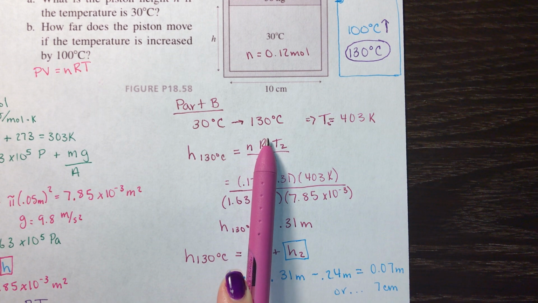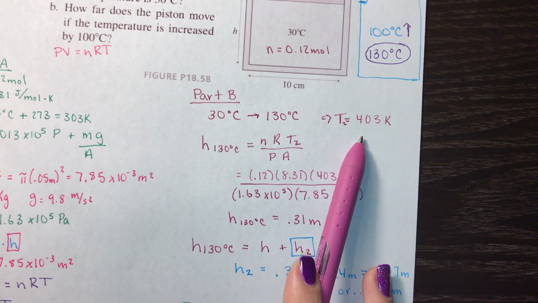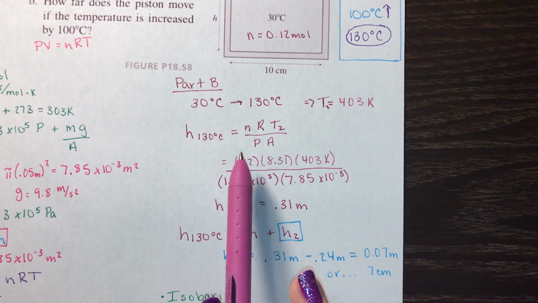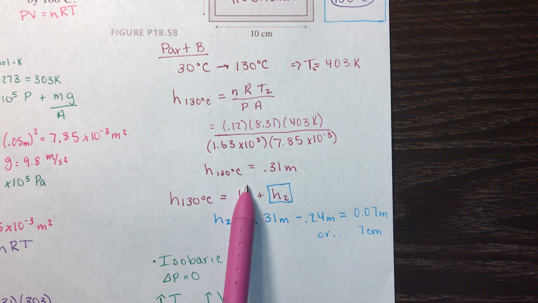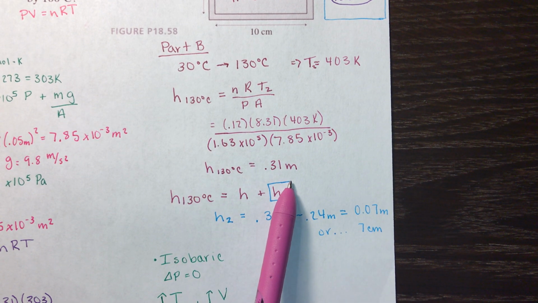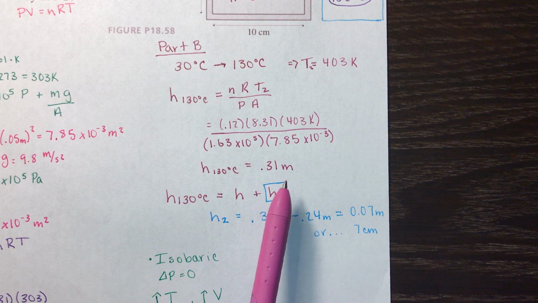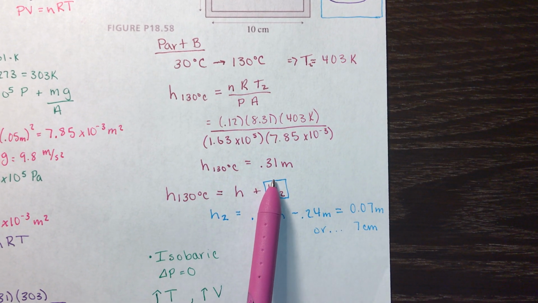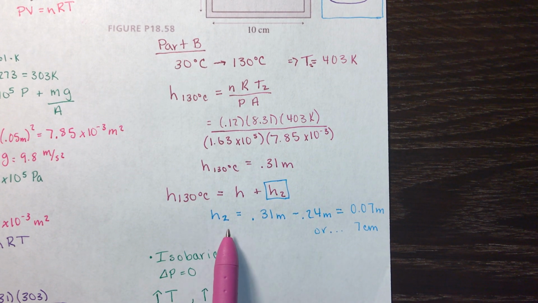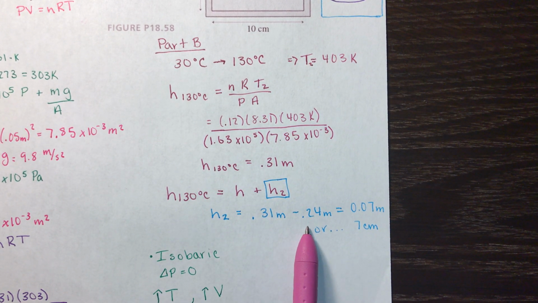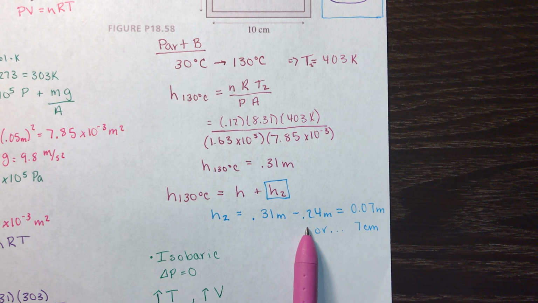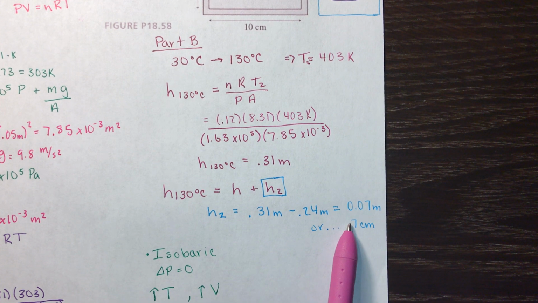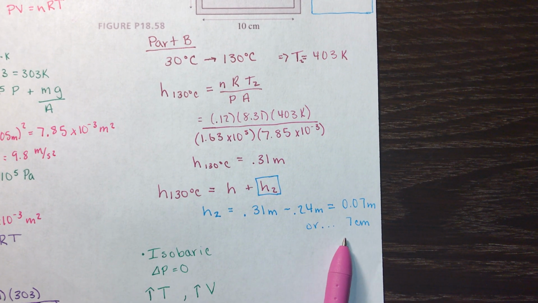Now for part B, we have a change in temperature of 100 degrees Celsius, so our final temperature is 130 degrees Celsius. Converted into Kelvin, we get 403. And using the same format, we get that the second height is 0.31 meters, but this is not the height that we are looking for in part B. We are actually looking for the displacement. So we have this total height subtracted by the initial height, which was the 0.24 meters. We get that the displacement of height was actually 0.07 meters or 7 centimeters.